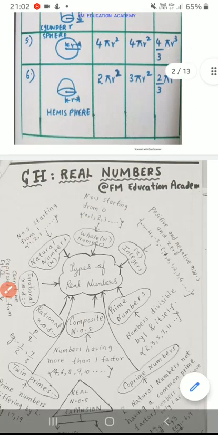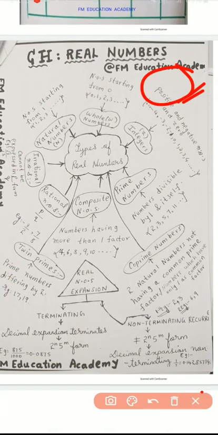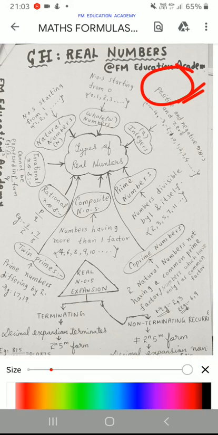Learn it well. Real numbers. In real numbers you have types of real numbers. We know the first type of real numbers are natural numbers. Natural numbers are the numbers starting from 1, 2, 3 up to infinity. Whole numbers are the numbers starting from 0, 1, 2, 3, etc.